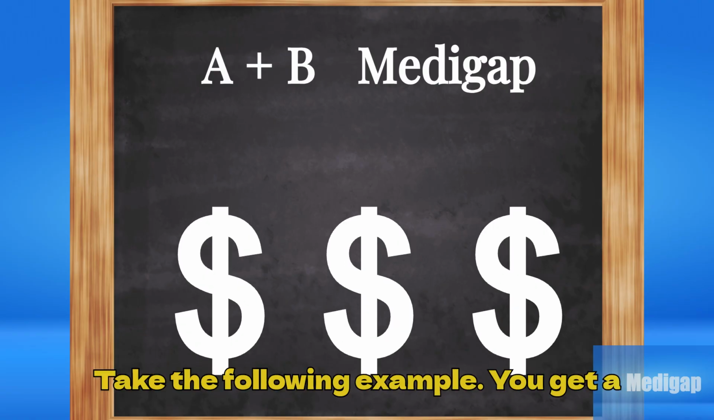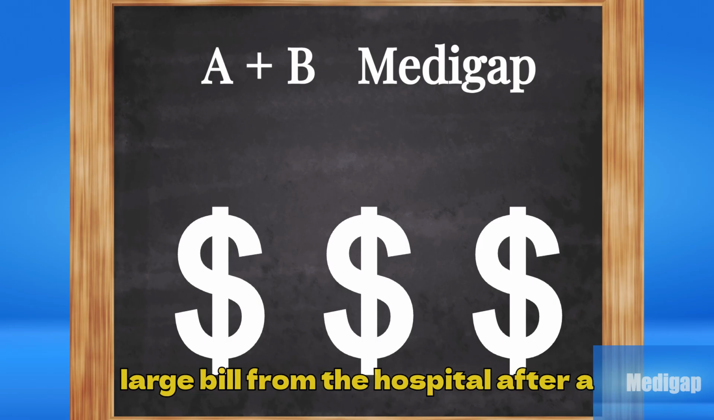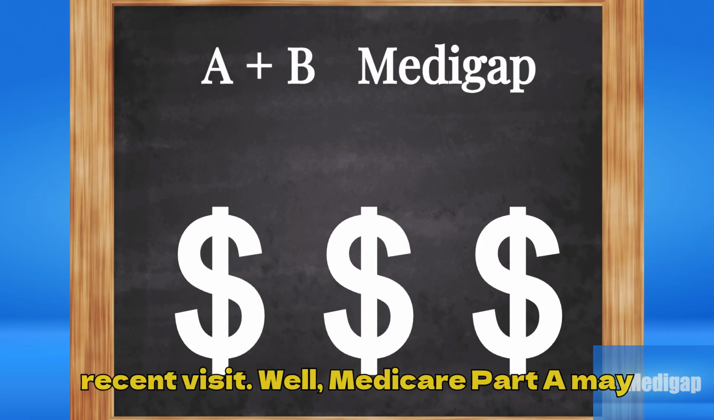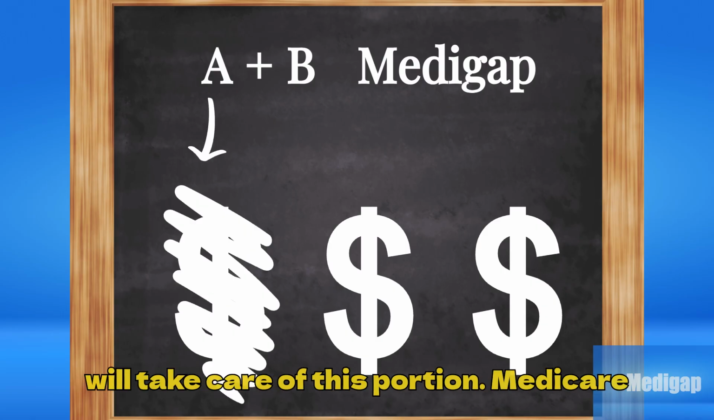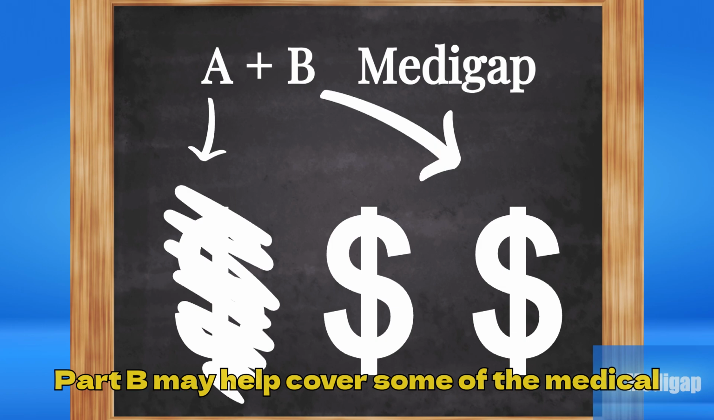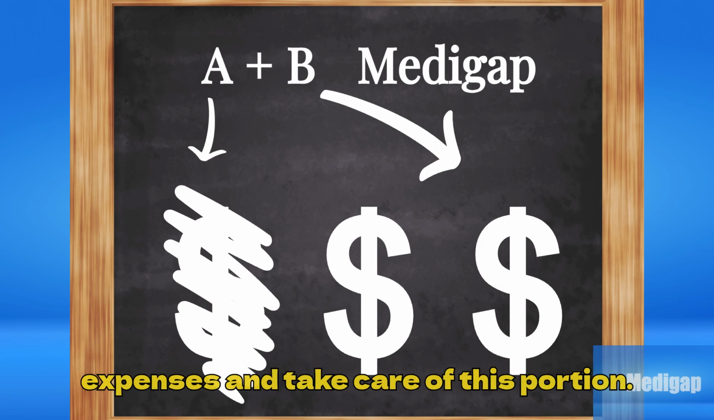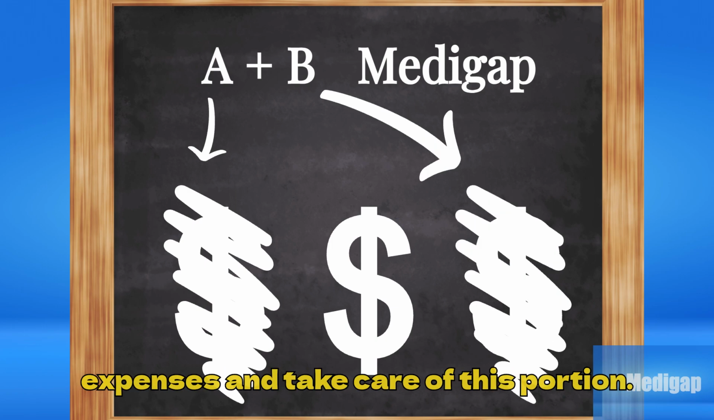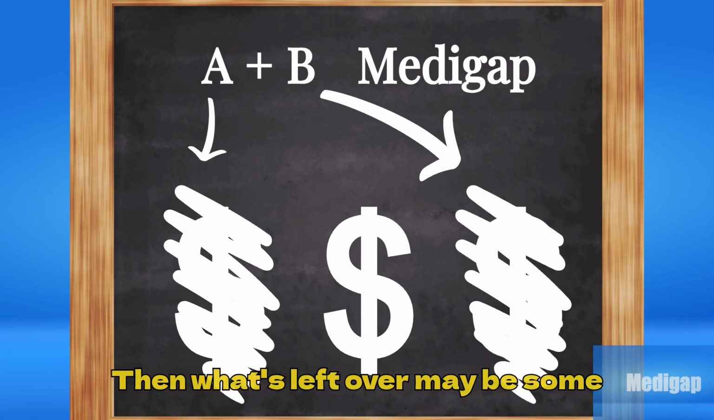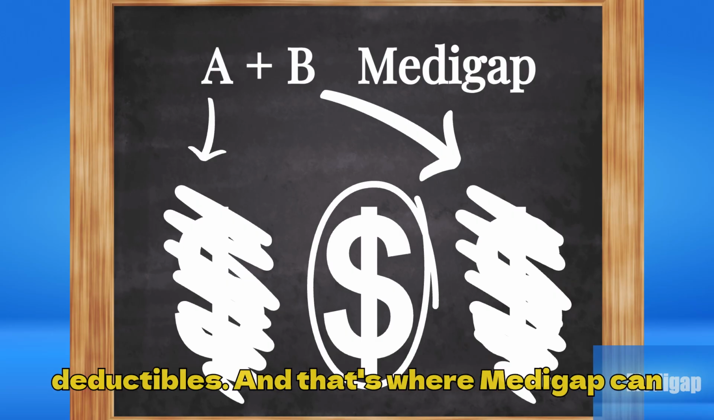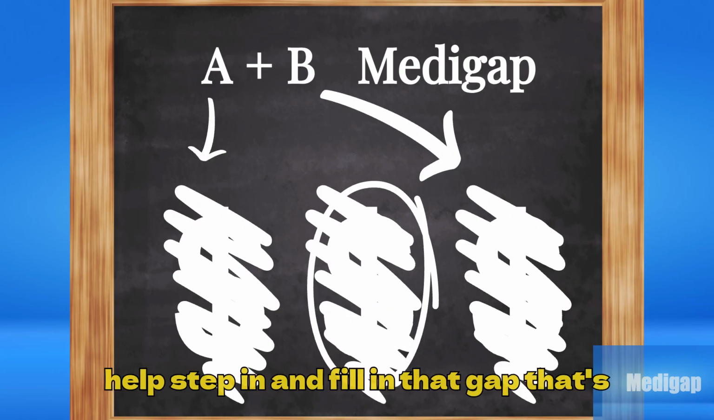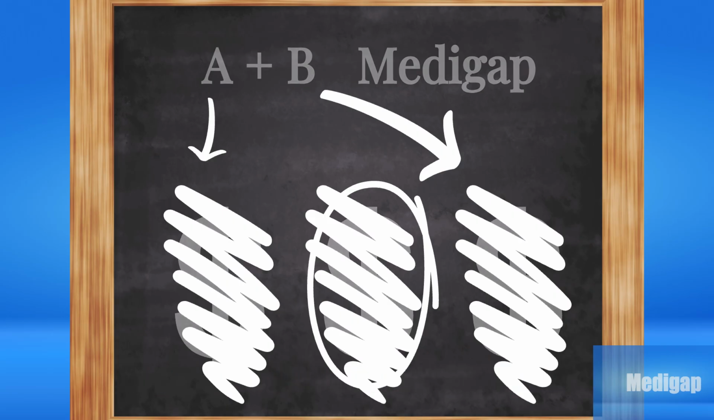Take the following example. You get a large bill from the hospital after a recent visit. Well, Medicare Part A may help cover some of the hospital costs and will take care of this portion. Medicare Part B may help cover some of the medical expenses and take care of this portion. And then what's left over may be some co-payments, co-insurance, and deductibles, and that's where Medigap can help step in and fill in that gap that's left.